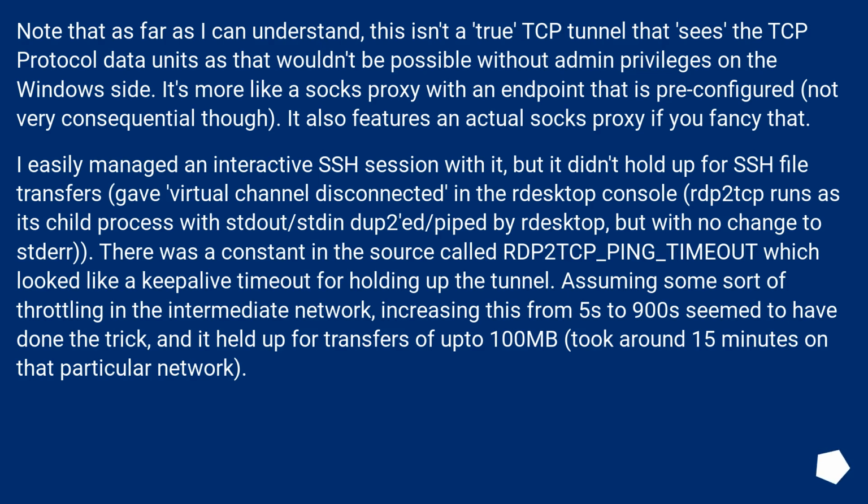rdp2tcp runs as a child process with stdin/stdout piped by rdesktop, but with no change to stderr. There was a constant in the source called RDP2TCP_PING_TIMEOUT, which looked like a keepalive timeout for holding up the tunnel. Assuming some sort of throttling in the intermediate network, increasing this from 5s to 900 seemed to have done the trick, and it held up for transfers of up to 100 MB, which took around 15 minutes on that particular network.